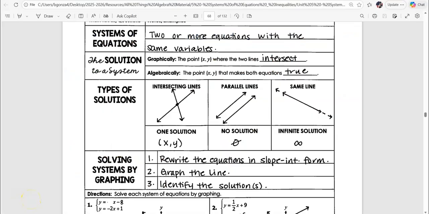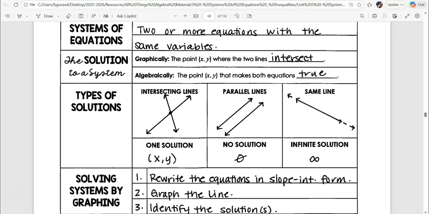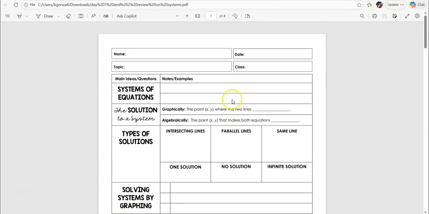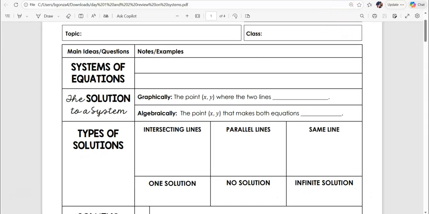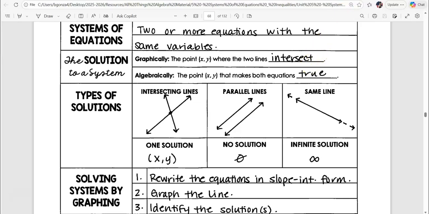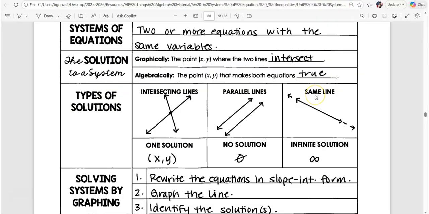All right, you can write this down. A system of equations is 2 or more equations with the same variables. Fill in this.